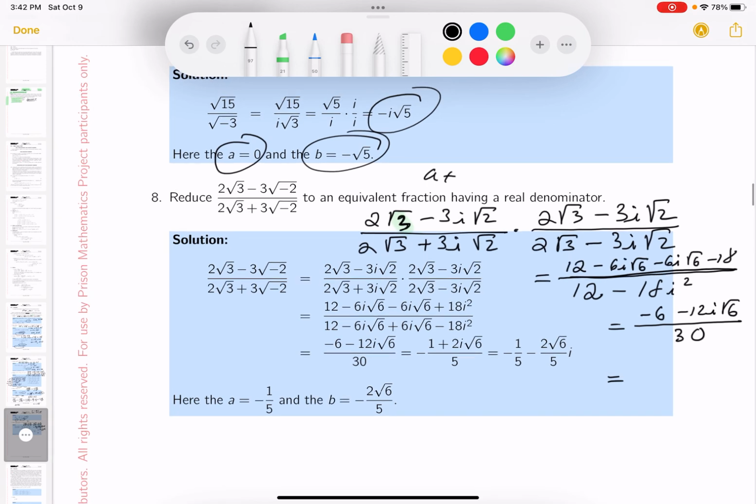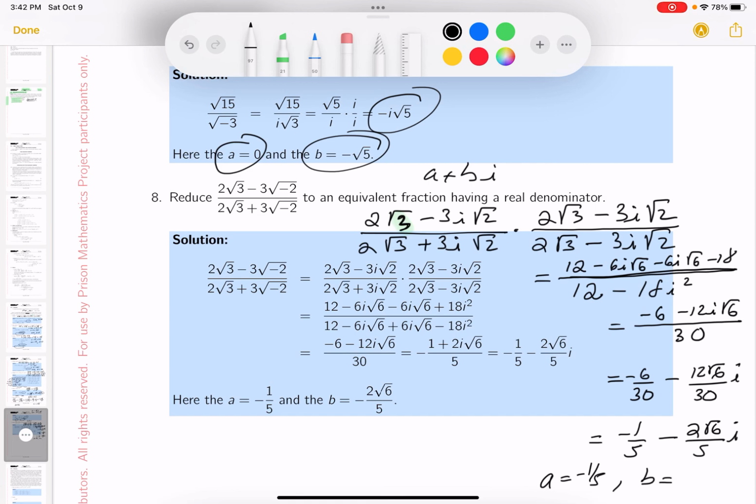All right, let's write this down. So it's going to be minus 6 over 30. And let's see what you get over there. You get minus 12 root 6 over 30i. And let's reduce. That's minus 1/5. And this is going to be minus, let's take a look at that. I'm going to say it divides by 6, right? So 2 root 6 over 5i. So the a is minus 1/5, and the b is minus 2 root 6 over 5.